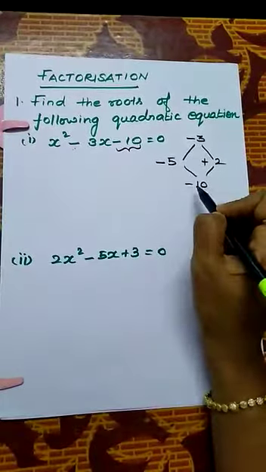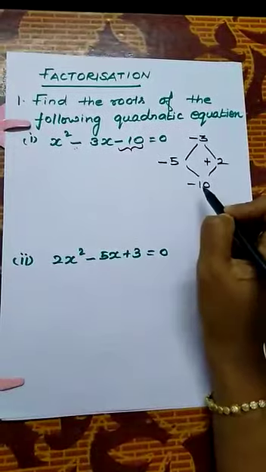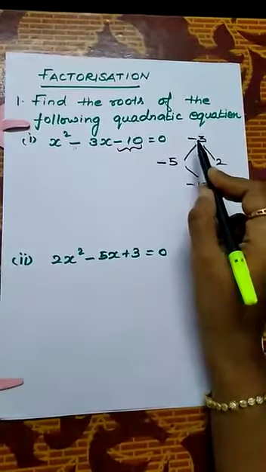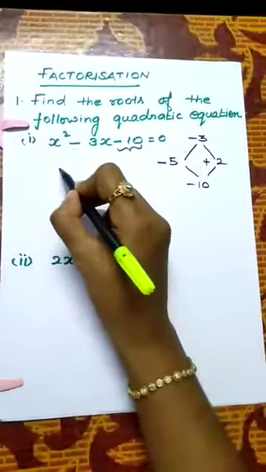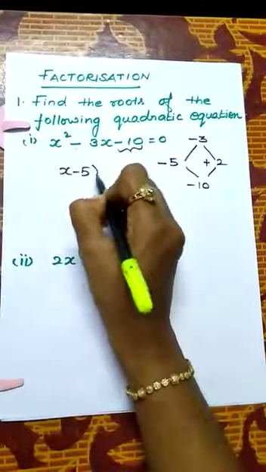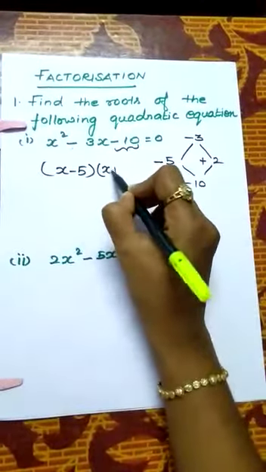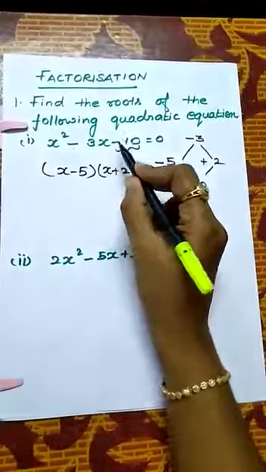Now we have to check the values. Minus 5 into 2 is minus 10. Minus 5 plus 2, what is the answer? Minus 3. Therefore, the factors are x minus 5 and x plus 2. These are the factors of this quadratic equation.